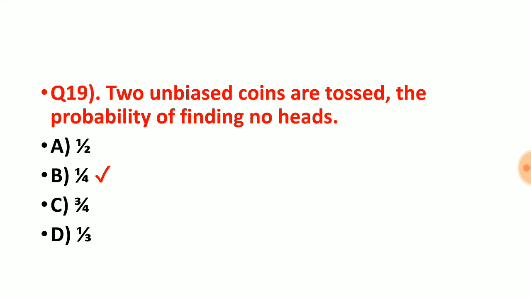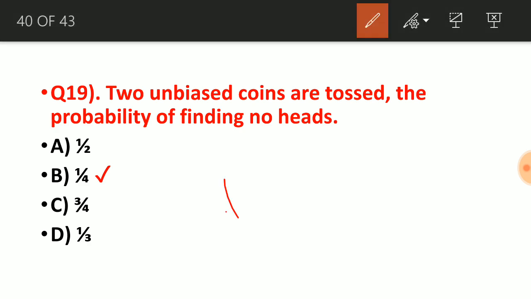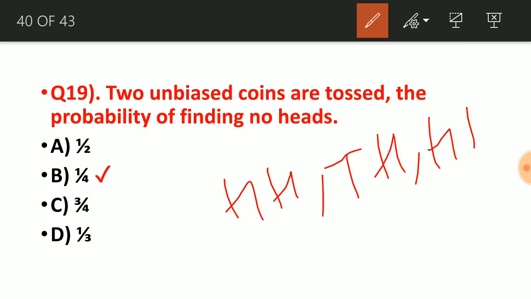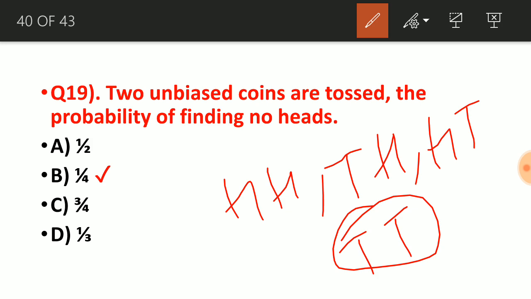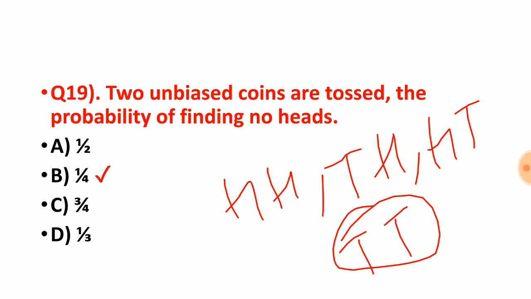2 unbiased coins are tossed. What is the probability of finding no heads? The other cases each have a head, but in tail comma tail there is no head. So 1 by 4 is the answer for question number 19.